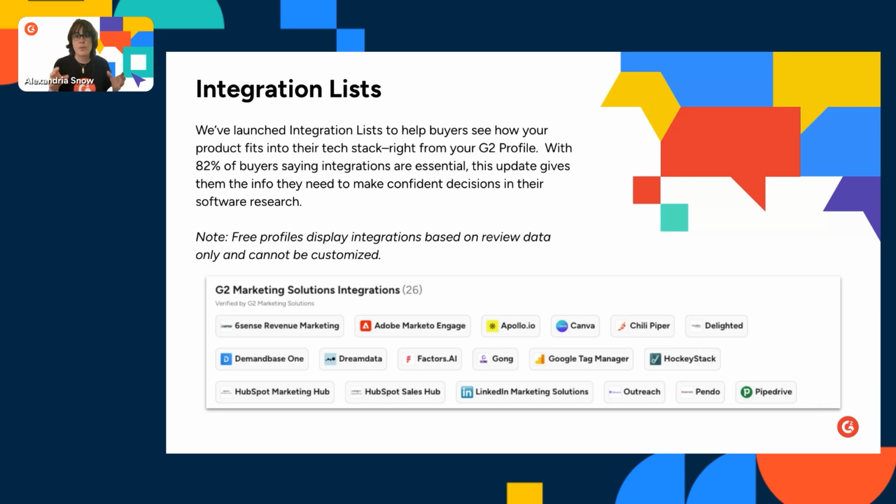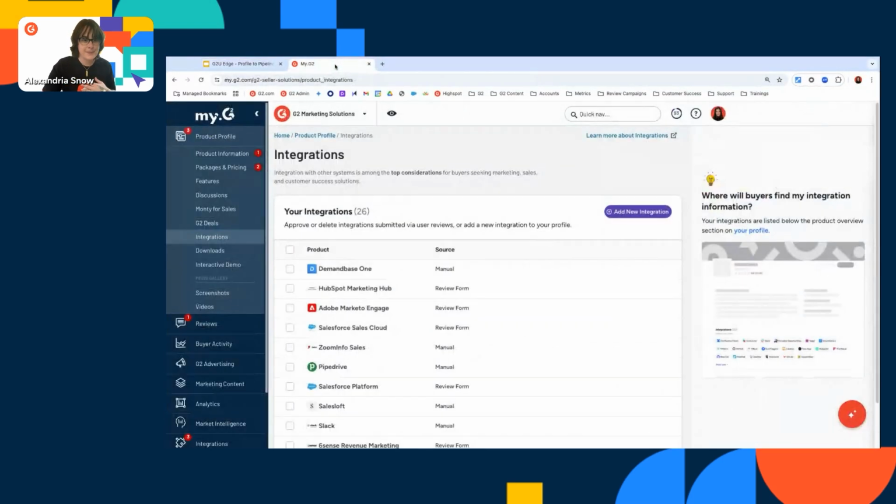Now, it's important to note that with the free profile, integrations will still display, but they're going to be pulled from your reviews. That's not something that you can control. The only thing that you can really do is, when you're reaching out to individuals to source those reviews, to ask them to include what integrations they may have set up. But don't worry, I'm really excited about this. I'm actually going to bring Emily on briefly, and she's going to demo how you can configure these integration lists yourself. Emily? Awesome. Thank you, Snow.